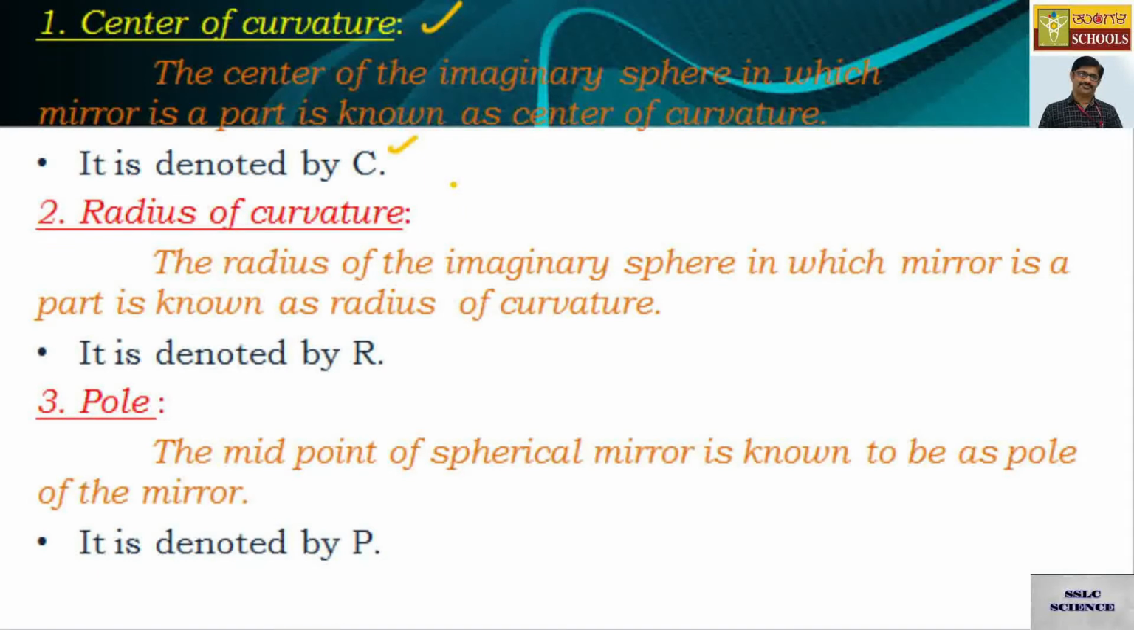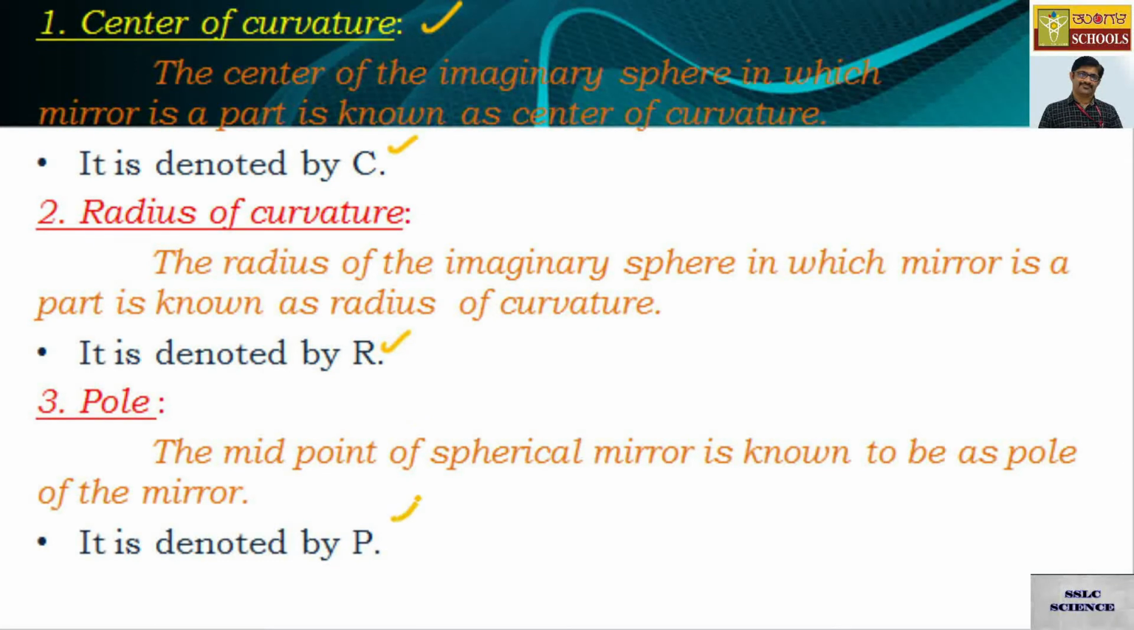Radius of curvature is nothing but the radius of the imaginary sphere of which the mirror is a part. That is known as radius of curvature and it is denoted by capital R. Pole of the mirror. The midpoint of a spherical mirror is known as the pole of the mirror and it is denoted by capital P. The middle point of the spherical mirror is taken as the pole of the mirror.